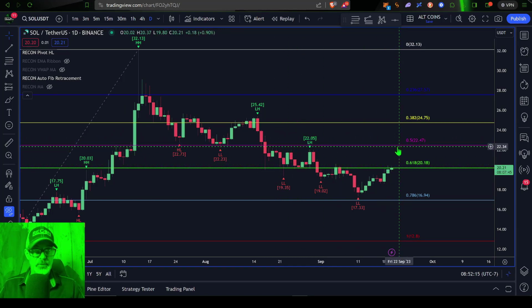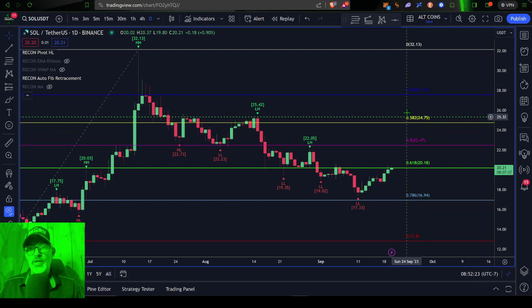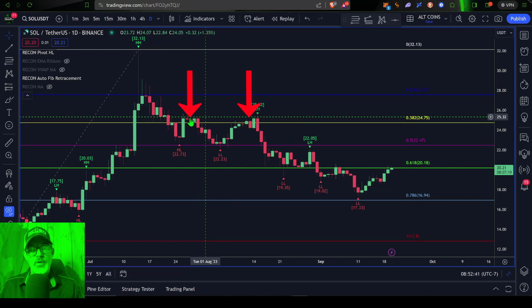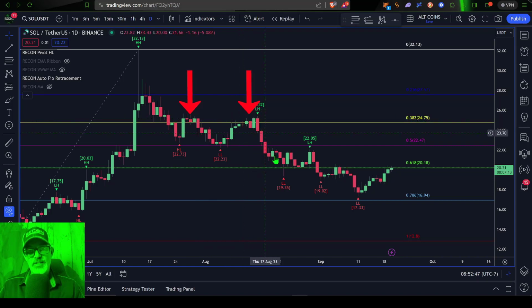Now, if the bulls can pump above the 50% level, the next target they'll have their sights set on would be the 0.382 level, and that's coming in at 24.75. Probably more realistically somewhere between that level and 25.50. You can see a whole lot of resistance back here at that level where SOL's price has rejected from a couple times. Again, we see this double top and a sell-off.